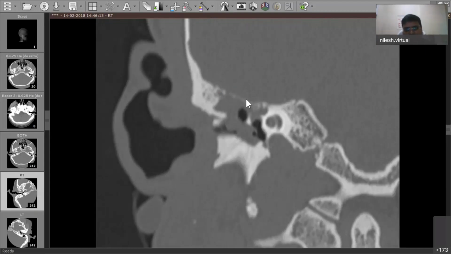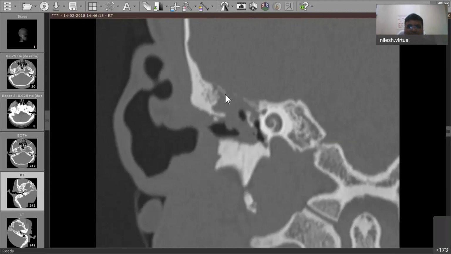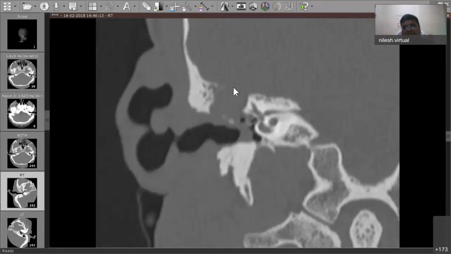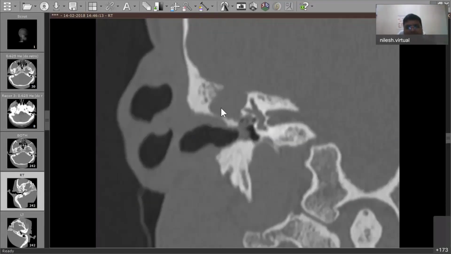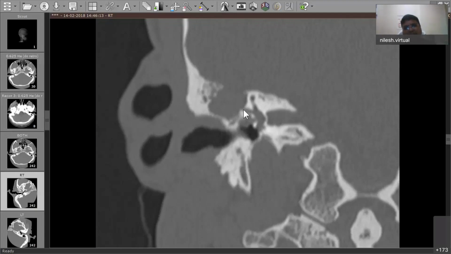But other places Tegmen is thinned out, so it is less likely to be brain herniation. Still you can confirm it with the MRI T2 weighted coronal cuts. In coronal cuts you can see brain part is descending down, you can make out brain clearly. Then again lateral semicircular canal fistula you can see.